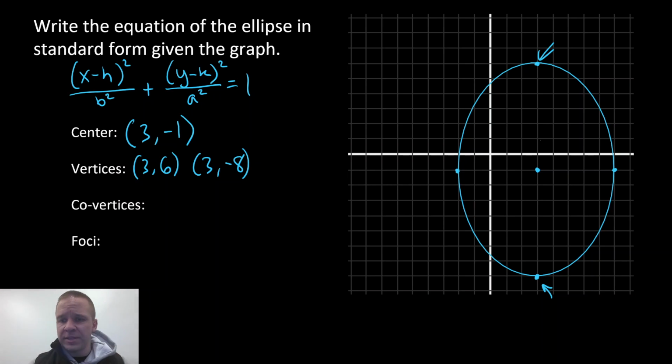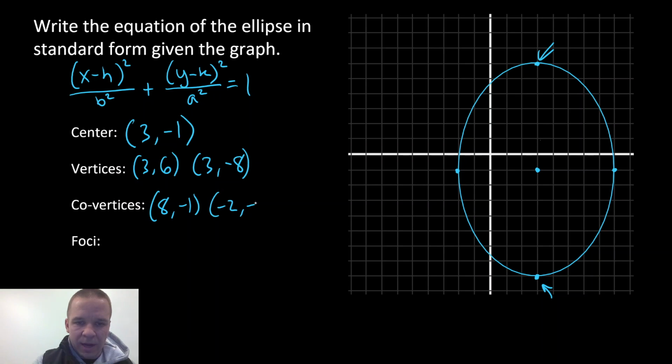Now, how about my co-vertices? Well, that's going to be at 1, 2, 3, 4, 5, 6, 7, 8, -1. So 8, comma, -1. And the other one there is at -2, -1. So -2, comma, -1. Doesn't matter which order you put them in. Usually we'll also separate our answers with a comma. We'll get to our foci in just a sec here.